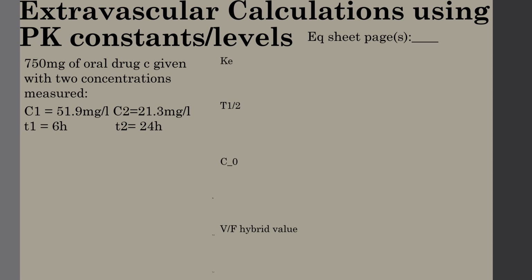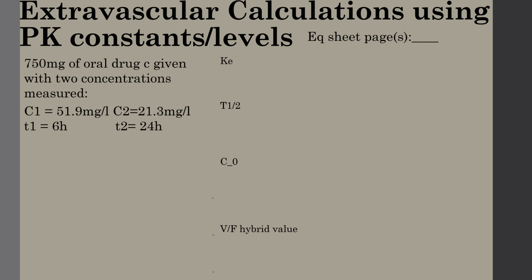Okay, so we've done a bunch of calculations with various IV scenarios. What about an extravascular drug? So an oral drug, right? You can do the same thing. If you have strong enough PK parameters on oral drugs, you can theoretically calculate concentrations as well. So on this one, we have 750 milligrams of oral drug given with 2 concentrations measured. The first one you can see there, and the second one with the times.